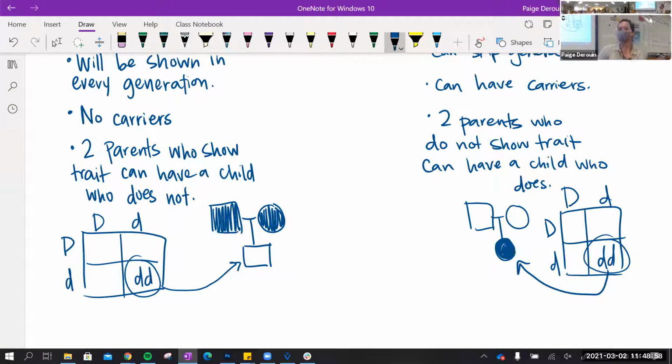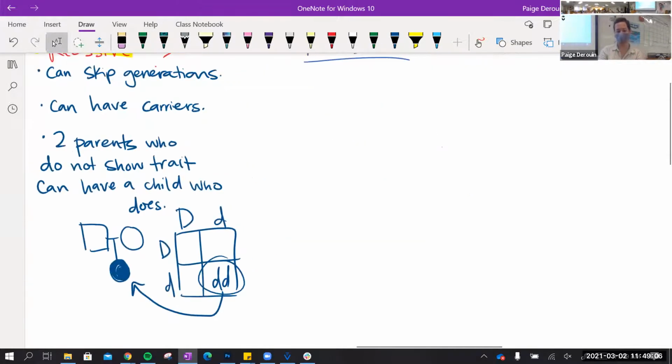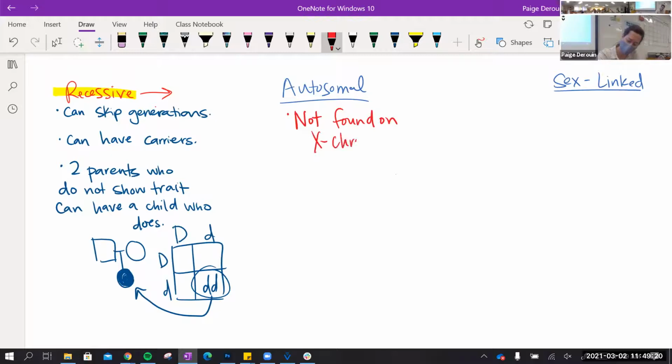Okay, the other thing you can tell from a pedigree is whether the trait is sex-linked or not. So if you go over here, there's one more little section. Remember, autosomal just means not sex-linked. So autosomal means not found on the X chromosome. Sex-linked is found on the X chromosome.